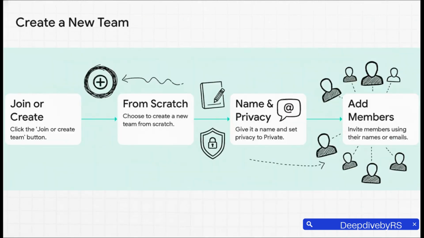Creating a team is super easy, but the most important choice you'll make is setting the privacy to private. Why? Because this creates a secure, focused space just for your project. It makes sure only the people you invite can see the conversations and the files. Then you just add your members and you're good to go.